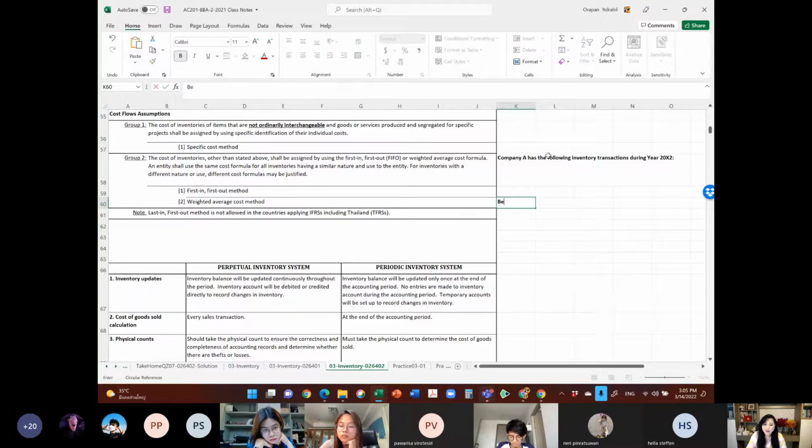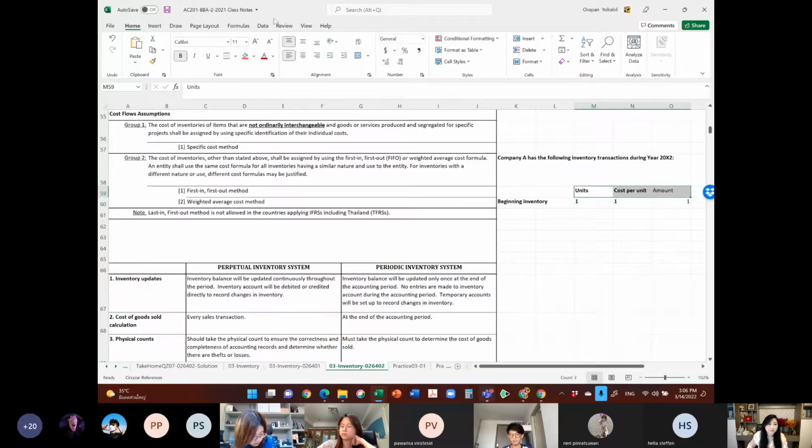So over here, the company has the beginning inventory. Let's say that it's 1 unit and the unit cost is just 1 baht. So if you multiply 1 unit with 1 baht, you get 1 baht. This is in terms of units, and this is in terms of the cost per unit, and this is the amount. All right, so this is a starting point. You have 1 baht cost of products at the beginning of the accounting period.